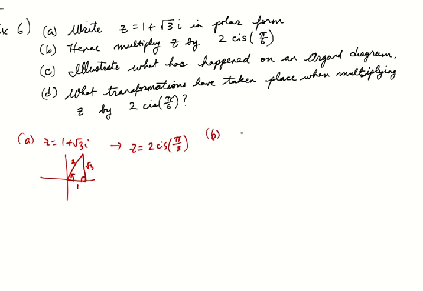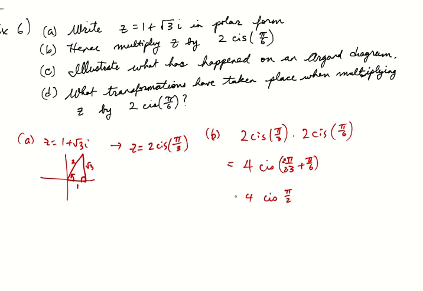Okay, so multiply z, 2 cis pi over 3, with 2 cis pi over 6. What happens there? We just multiply the moduli, so that's 4, and we take the angles and add them together. So pi over 3 plus pi over 6, that's 2 plus 1, that's 3, 3 pi over 6 is pi over 2. Okay, and what is cis pi over 2? It's actually going to be the imaginary number i. So that becomes 4i.